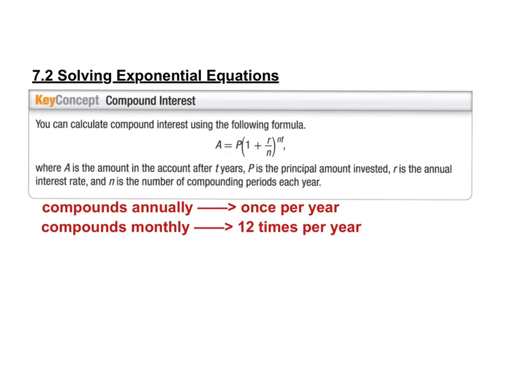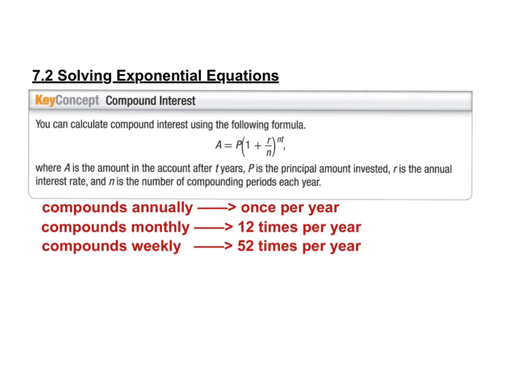If it compounds quarterly, every quarter is how often? 4 times a year. Every 3 months, 4 times a year. So if you see quarterly, that's what that means. Another one will be weekly. 52. Exactly. So that means it'll do 52 times a year.